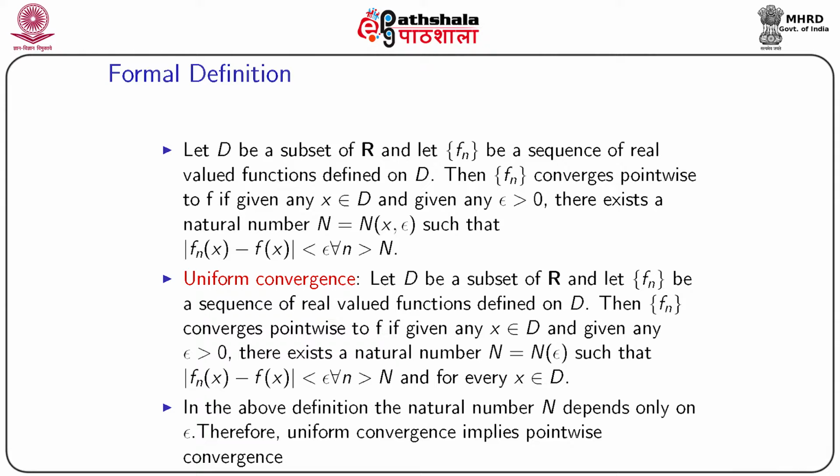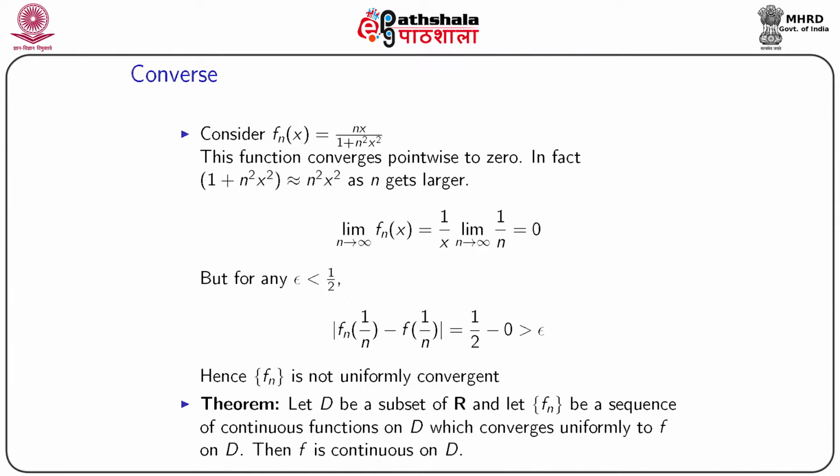In the above definition, the natural number capital N depends only on epsilon. Therefore, uniform convergence implies pointwise convergence because it is true for any x, whereas the converse is not true. So this is the formal definition of uniform convergence. Now we'll consider a few examples.